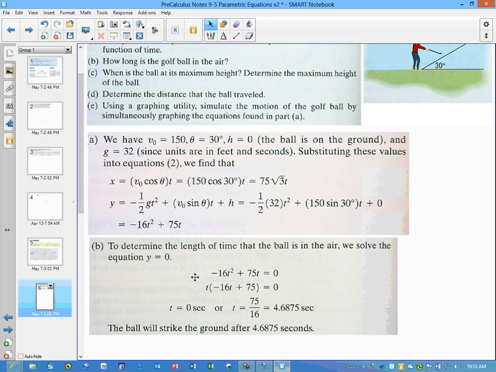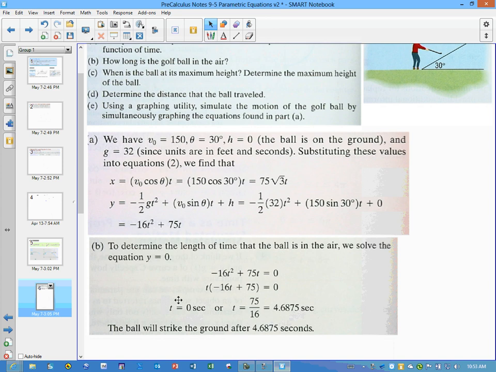That'll be the easiest way. And here both terms have t, so you factor out t. Now we can use the zero product property: either t equals 0 or that parenthesis equals 0. Solving that parenthesis for 0 gives you t equals 75 over 16, which is not approximately, which is exactly equal to 4.6875 seconds. So these are the two times where the ball is on the ground.